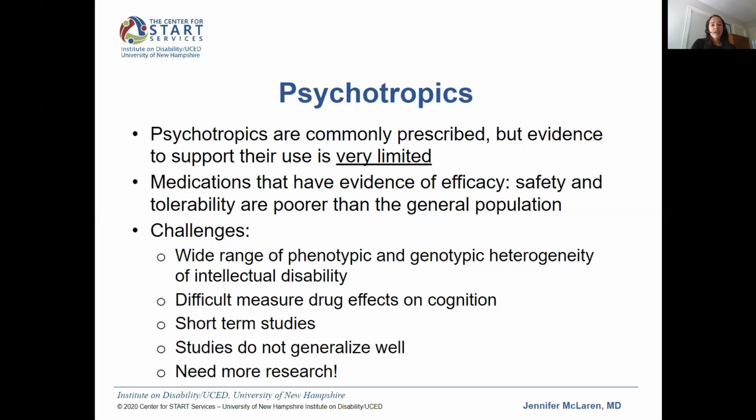It's really difficult to measure how these medications affect the cognition of individuals. The studies that we do have are short-term, typically 8 weeks. I don't know anybody who's typically on a psychotropic medication for only 8 weeks. The studies do not generalize to the non-clinical settings very well, and we do need to research how we use these medications in people with IDD better.